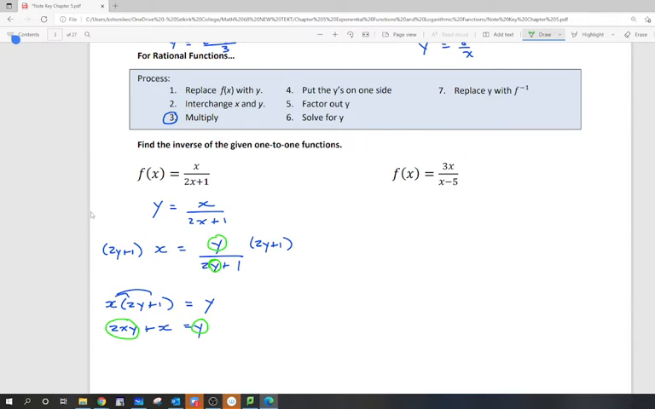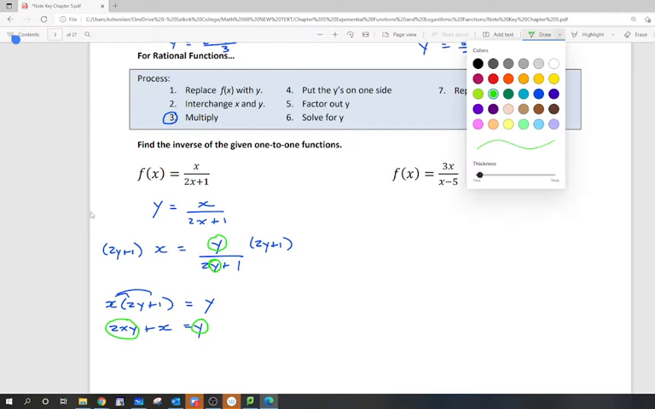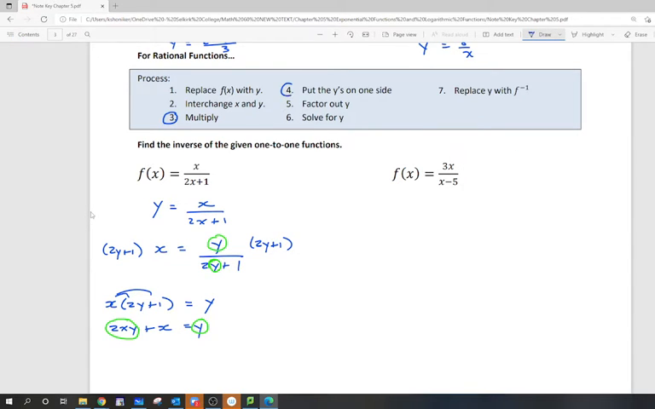So this is where you're in step 4, okay? And you will get stuck if you do not do this. You have to put the y's on one side of your equation. So I'm going to subtract 2xy from each side. And I end up with x is equal to y minus 2xy.